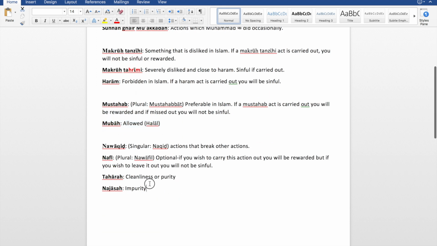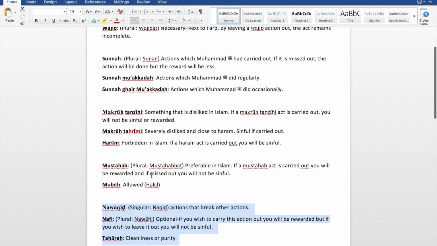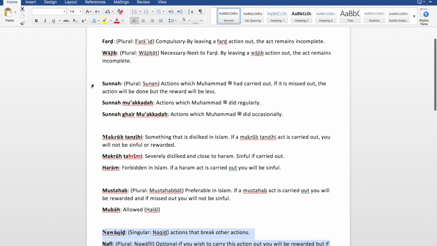And then within the last four, nawaqid, those things that break other actions. Nafl is an optional type of worship that we do. And tahara means cleanliness. Najasa is impurity. Okay, so I want you to memorize this sheet now. You need to know all the words. And then after this, go through the worksheets to help you remember them. See if you've remembered them. And we're finished there.